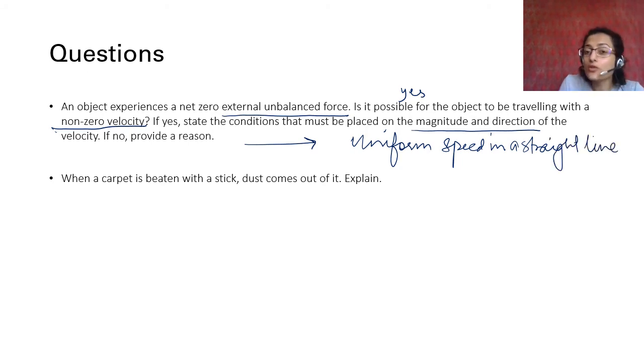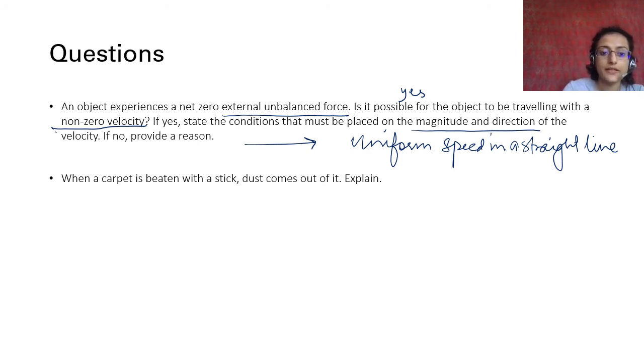Why can it not move in a circle? It cannot move in a circular path. We have talked about circular motion. It cannot move in circular motion because it is accelerated at every point, and for acceleration you need a certain amount of force. But since there is no external unbalanced force, it is moving with uniform speed in a straight line. Okay?